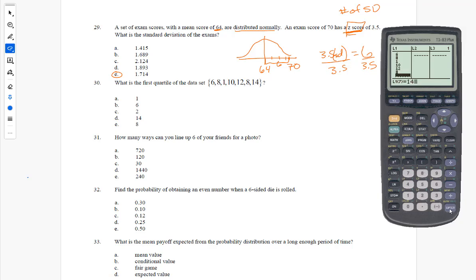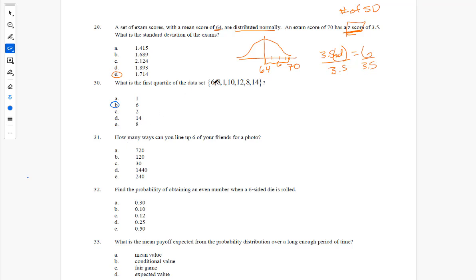14. Good. Now we're going to go back to the stat menu, go to calculations. We'll do our 1 variable stats on our list 1. And so the average would be 8.4. There's the sum of them. Okay, so we want the first quartile, and it is a 6. So it's going to be B.